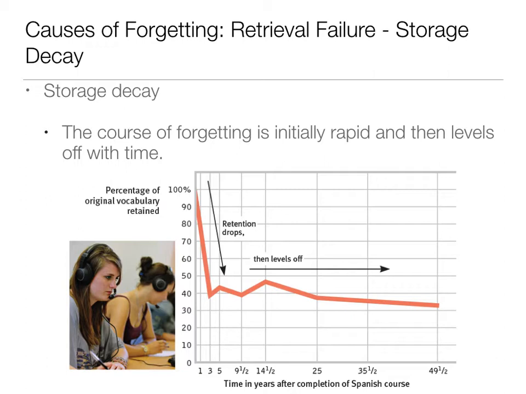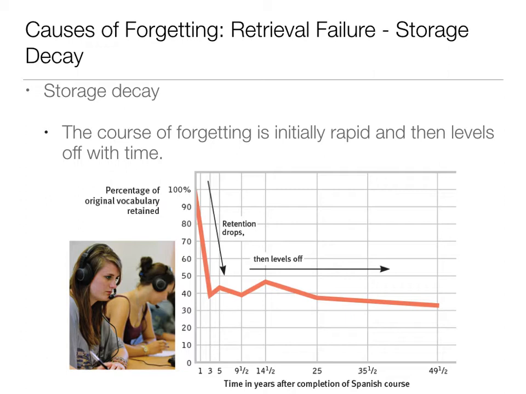So this is vocabulary. There was vocabulary in a Spanish course. At first, the first 3 years, there was a really rapid decline in the vocabulary words remembered from the Spanish course. And then it levels off, and we stay in that 40 to 30% range. So there's this initial rapid loss, and then it levels off through time. And this is, again, an example of that storage decay theory.